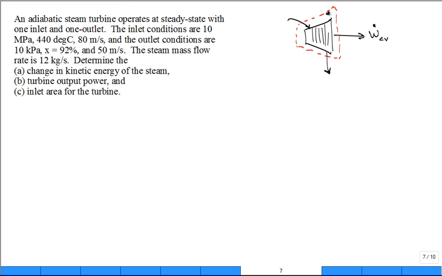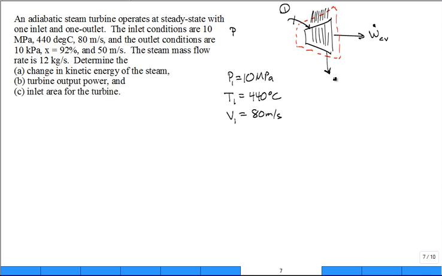So it's adiabatic. Sometimes we'll draw this with hashed marks, indicating insulated, no heat transfer. Steam turbine operating at steady state with one inlet, one outlet. Inlet conditions, we'll call this state 1 coming in. Pressure 1 is equal to 10 megapascal. And temperature 1, did they tell us the temperature? 440 degrees C. And speed 1, 80 meters per second.